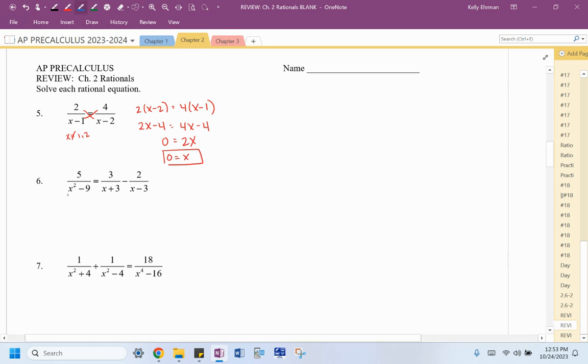For the next one, remember x squared minus 9 factors into the other two denominators. So that means you should be multiplying both sides by x plus 3, x minus 3. That's going to clear out our fractions and make it 5 equals 3 times x minus 3 minus 2 times x plus 3, and then distribute.